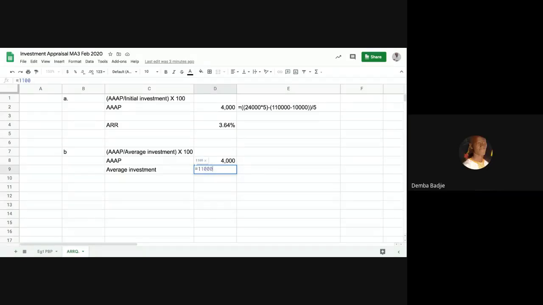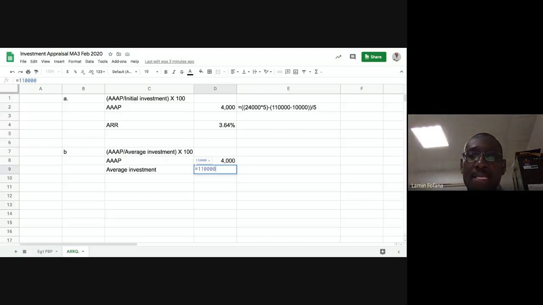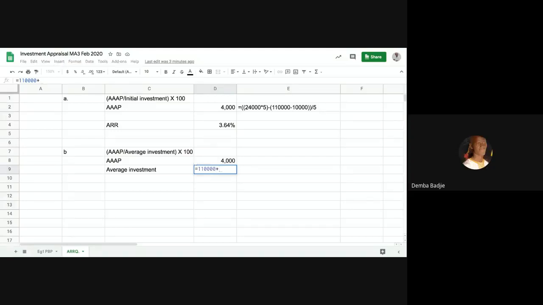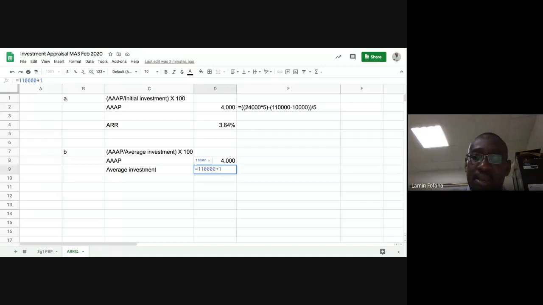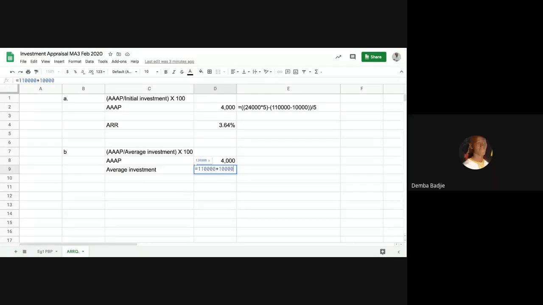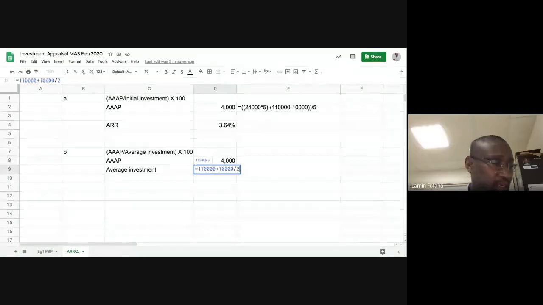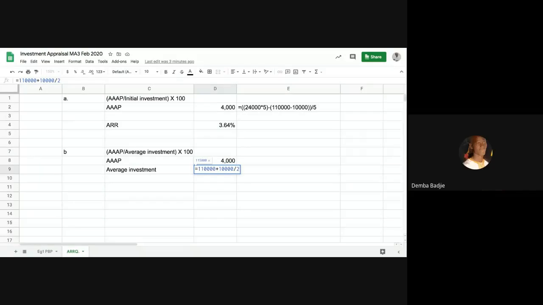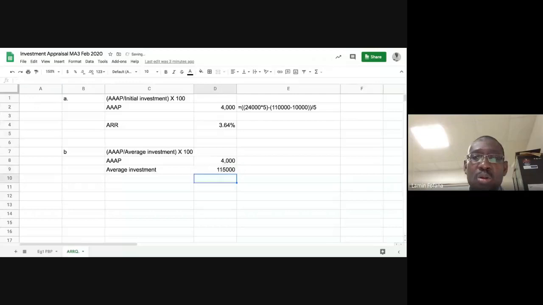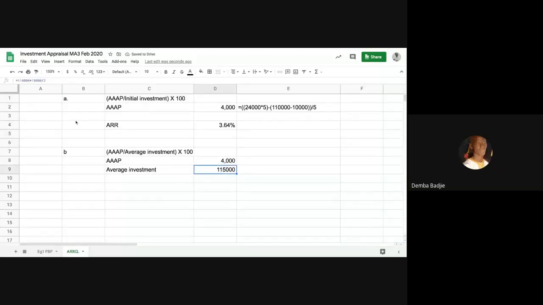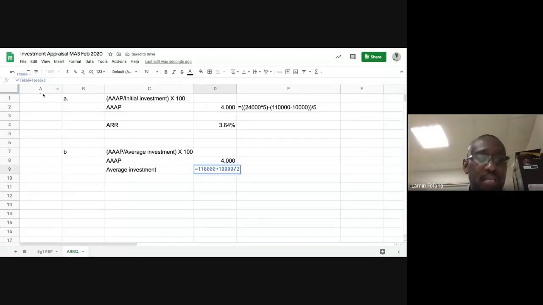110,000. Plus the scrap, which is 10,000. Divide by 2. You put in bracket the first set, that is the 110,000 plus the 10,000 in bracket. Then you divide by 2. Okay, and enter. Let me put them in brackets. It's safer to put them in brackets.